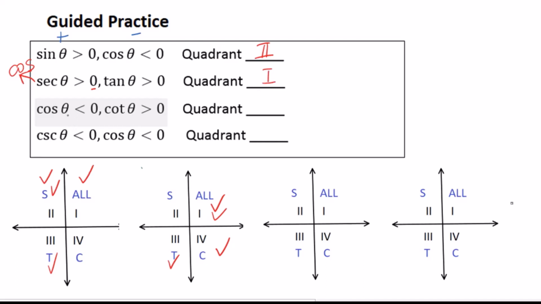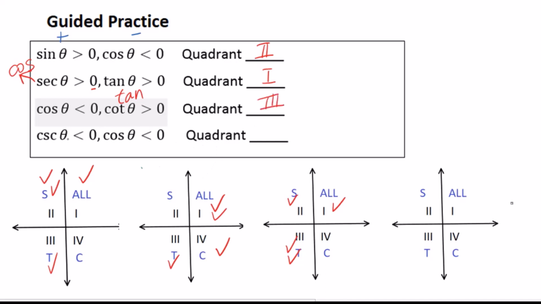Let's go to the next one. Cosine theta less than 0. Cosine is negative. That means these two. And cotangent is positive. The reciprocal of cotangent is tangent, which means tangent is positive. So we have all T. So we get the third quadrant here.